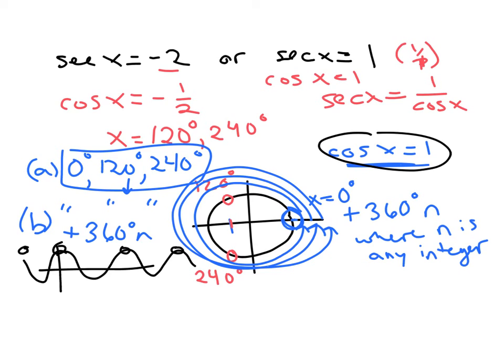And the same with the -1/2. That's down here. It's going to keep hitting that value over and over and over. So there are infinitely many solutions, and this is generally how you describe them.